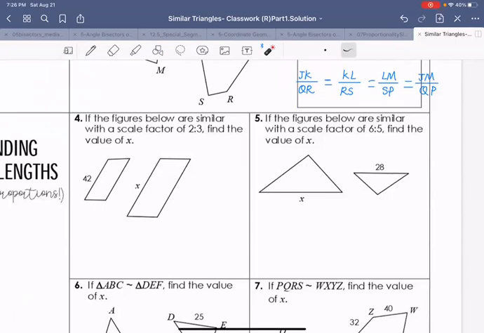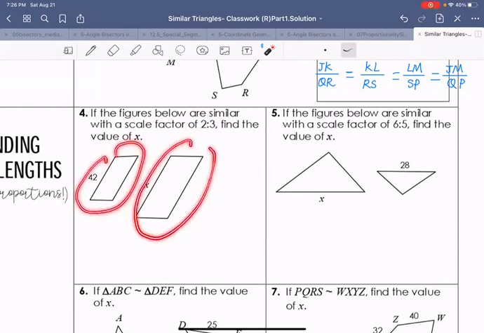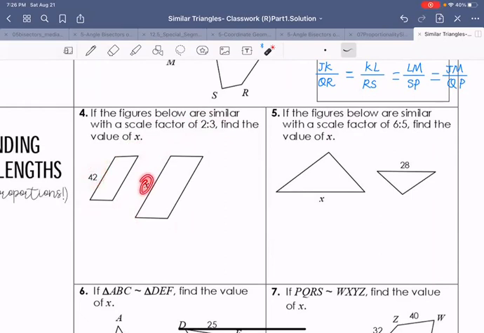Felix. Let's see number 4, okay? These figures are similar. They have a scale factor of 2 over 3. So if this piece is 2, this piece will be 3. But this is not 2, this is not 3. So we will do a proportion. Which equation should I write down? Give it a try, please.